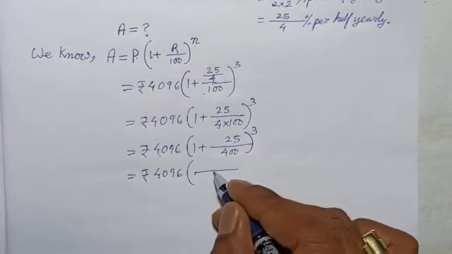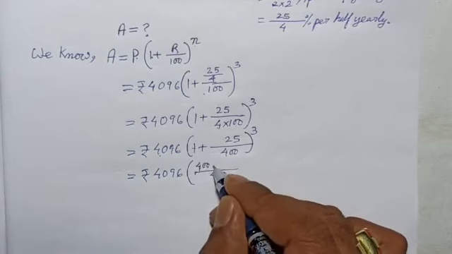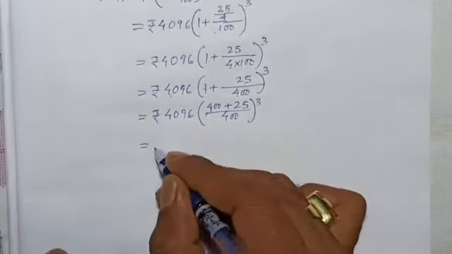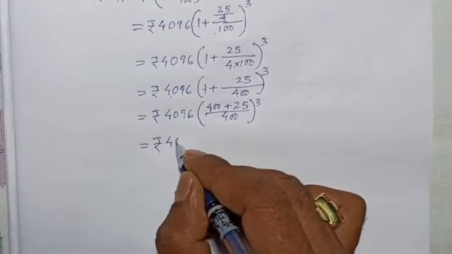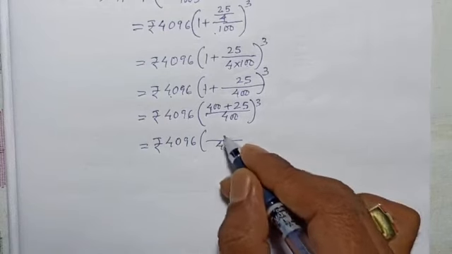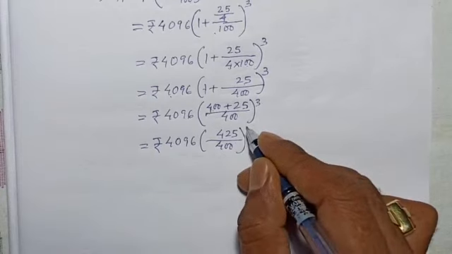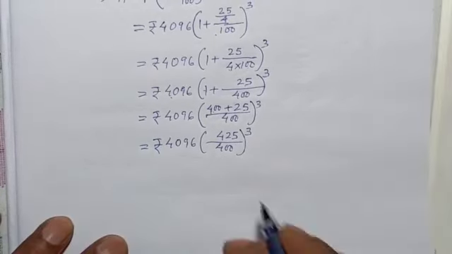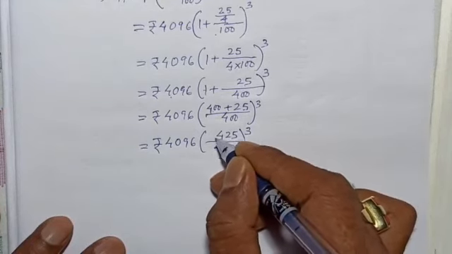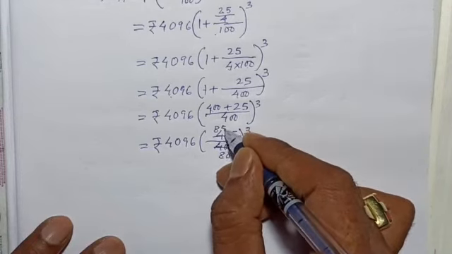Here LCM of the denominator is 400. 1 into 400 is 400, plus 25, whole to the power 3. Rupees 4096 into 400 plus 25 is 425, whole to the power 3. Now let's divide by 5. 5 8 times is 40, then 0. Let us divide this by 5. 5 8 times is 40, 5 5 are 25.